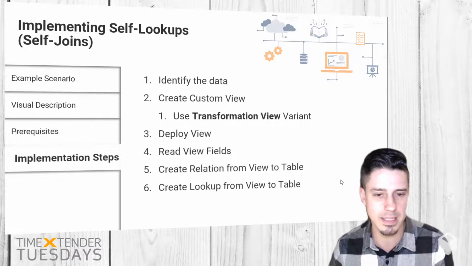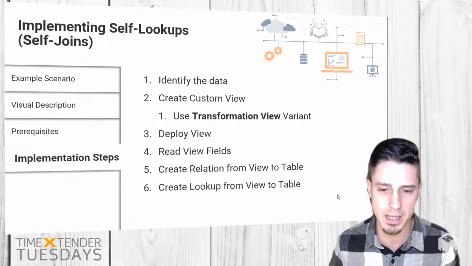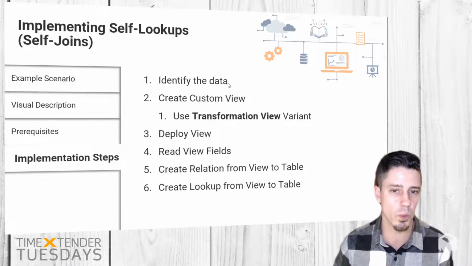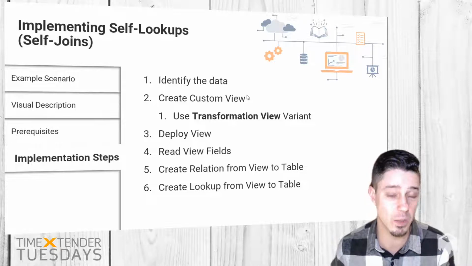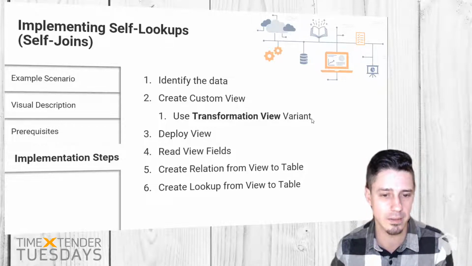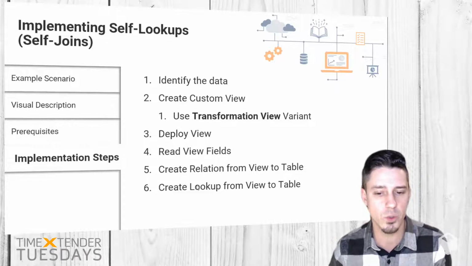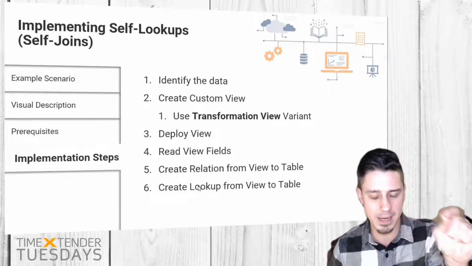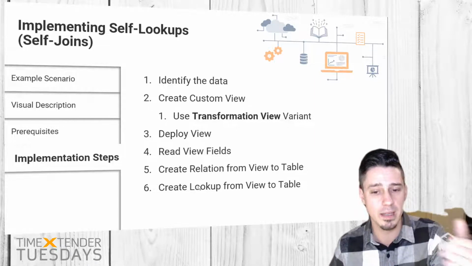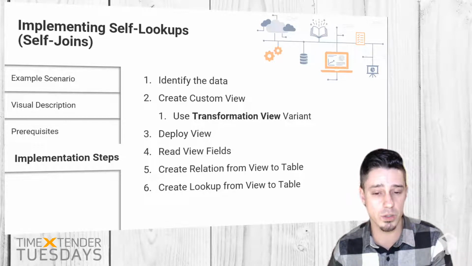So let's take a look at these implementation steps. I'll refer back to these steps as we go through the exercise. First, we want to identify the data, then we'll create a custom view of this table. We want to make sure we use the transformation view variant. We're going to deploy the view, read the view fields, create a relation, and then create a lookup from that view back to the original table. So essentially, this is looking back to the original table. It's a self lookup. We're just doing so by creating a view and then looking up data from that view.